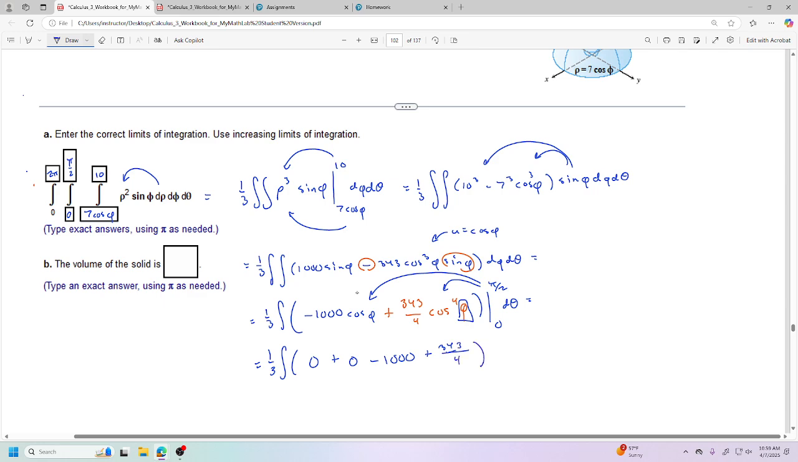Okay. Because this is, okay, how about this? How many thetas do we have in here? Nothing, right? So when I integrate, I add a theta, 0 to 2 pi. So I just basically put a 2 pi in the front. And that makes it a lot easier.